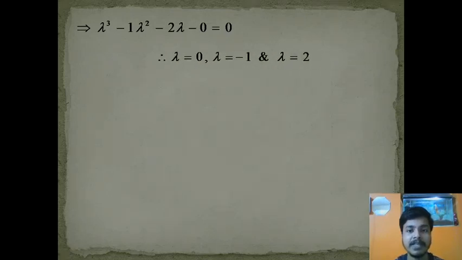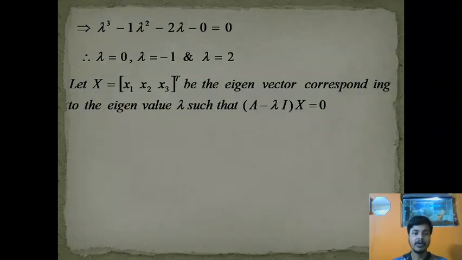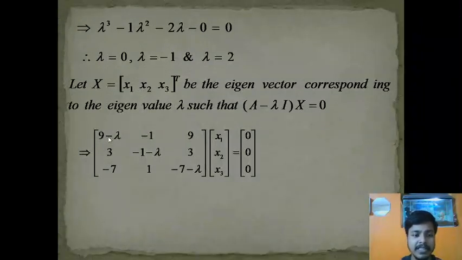Okay, so when you solve, you'll be getting lambda equal to 0, lambda equal to minus 1 and lambda equal to 2. Now this is the second step. We are done with the second step. Now we have to find out the eigenvector. So let us define x to be the eigenvector corresponding to eigenvalue lambda such that the matrix A minus lambda I operating on x equals 0. So you have this matrix A minus lambda I, and you can put x as this. You'll be getting this. Now solve this.